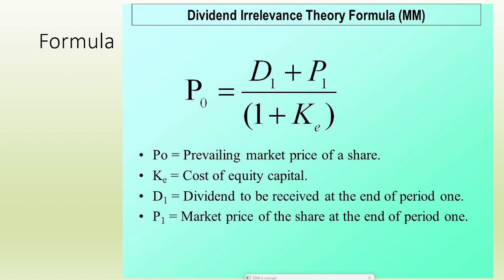KE is the cost of equity capital. D1 is the dividend to be received at the end of period 1, and P1 is the market price of the share at the end of year 1.